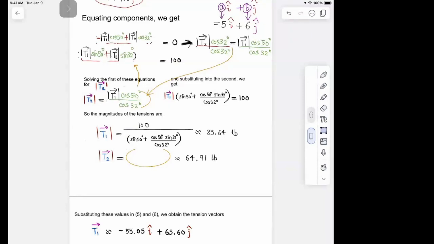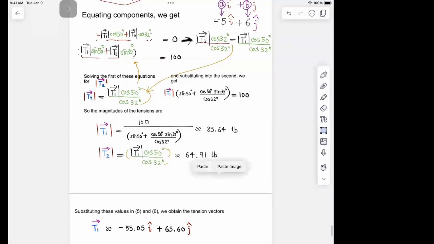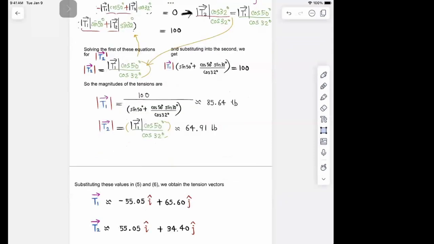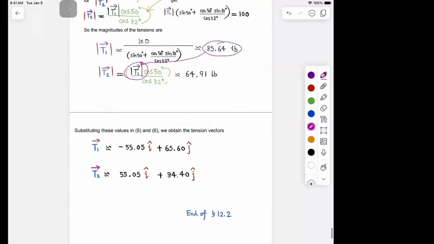Okay, so you find the magnitude of T1. How do you find the magnitude of T2? Substitute here, right? Remember this one. So we're going to substitute the result. Then you calculate, and there's about 64.91 pounds. Okay. But those are the magnitudes, right, of T1 and T2.